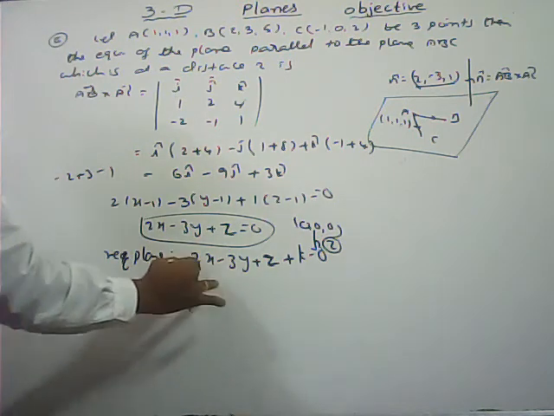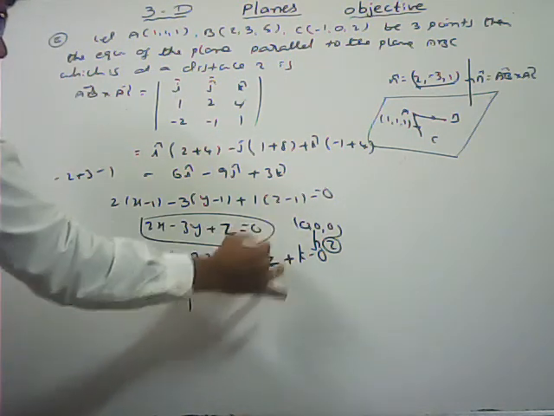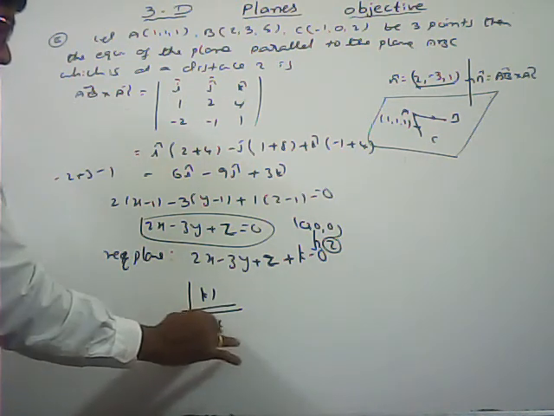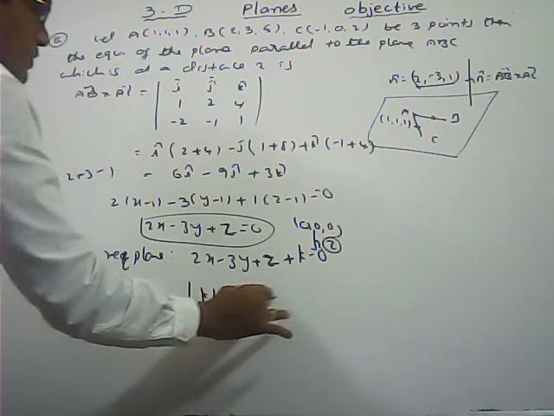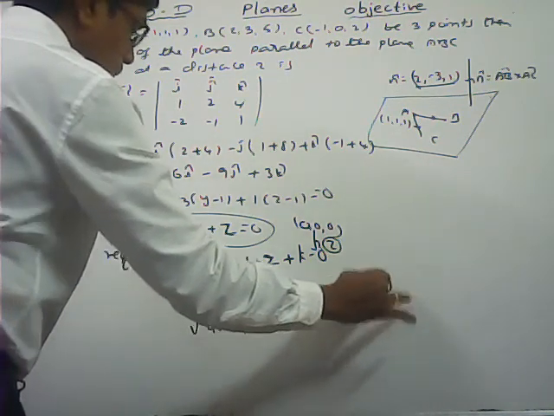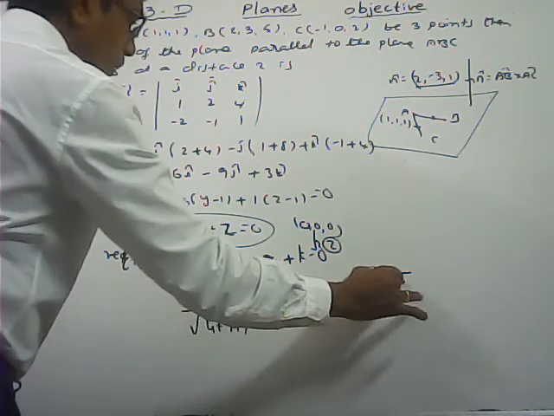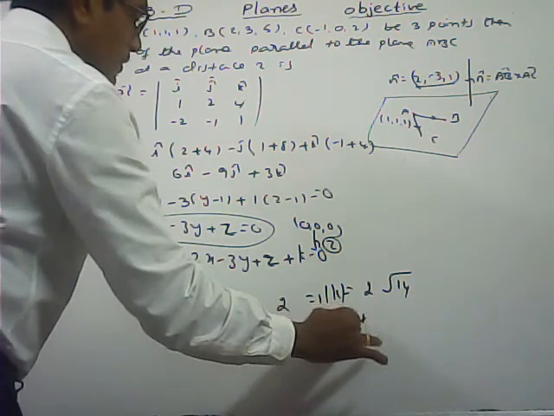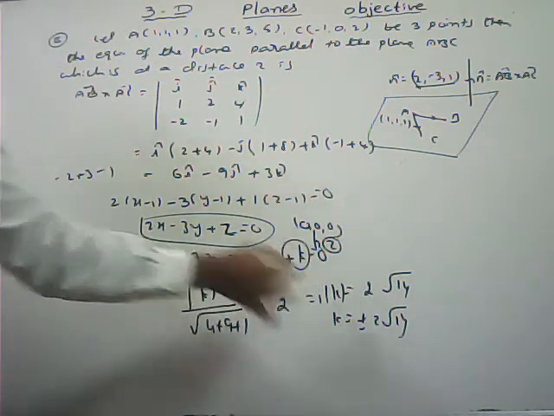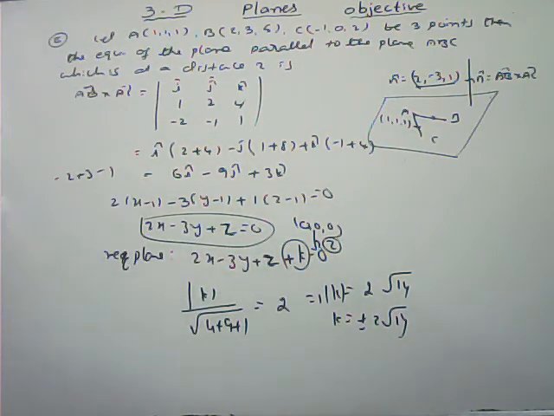So modulus of ax1 plus by1 plus cz1 plus k, divided by root of a square plus b square plus c square, is equal to 2, as given. So modulus of k is equal to 2 root 14, so k is equal to plus or minus 2 root 14. In place of k we can write plus or minus, and check the options also. Here options are there, but I am not writing them. Now we can check the option.